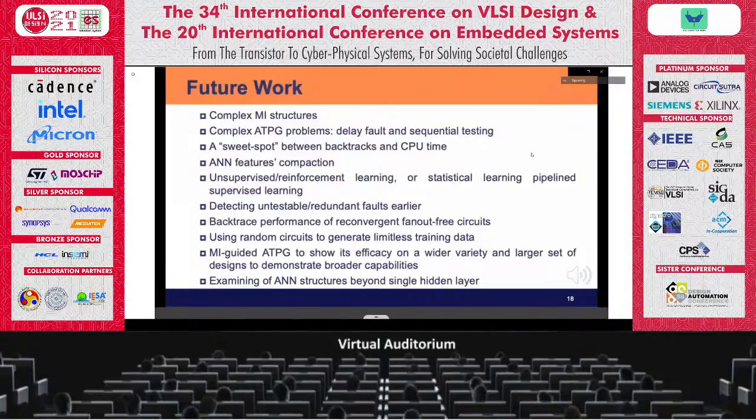Finally, there may be other features such as scope and those related to fan-outs or reconverging signals that can add to the capability of the ANN. Yet another area is to examine ANN structures beyond the single hidden layer.